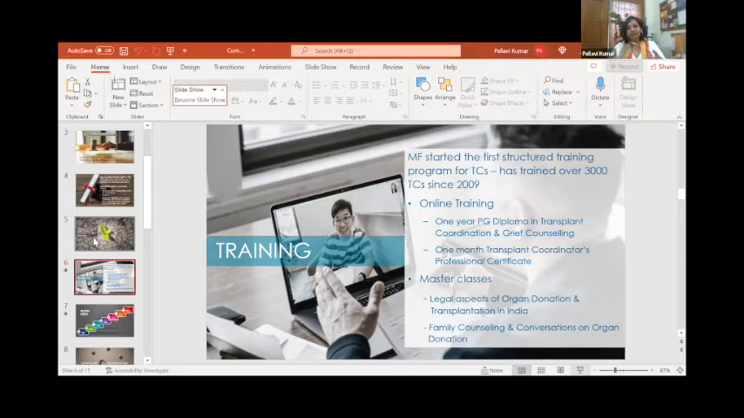Surprisingly, even after the hiring of transplant coordinators was made mandatory in 2011, there was no national body doing any training in transplant coordination. We have continued to take the lead. Now NATO is thinking of developing a program. More recently, we have also started coming up with master classes with more specific topics like the legal aspect. We just launched two courses: the legal aspects of organ donation and transplantation in India, and family counseling and conversation on organ donation. And we plan to create more such shorter training modules for transplant coordinators who are already working in the field and would benefit from something specific and more focused.